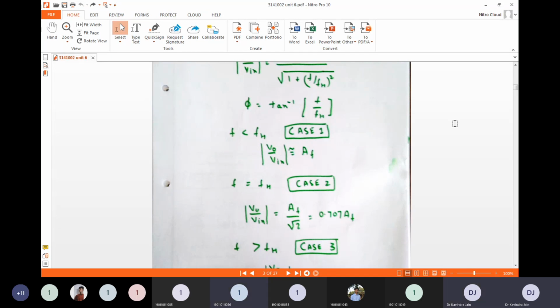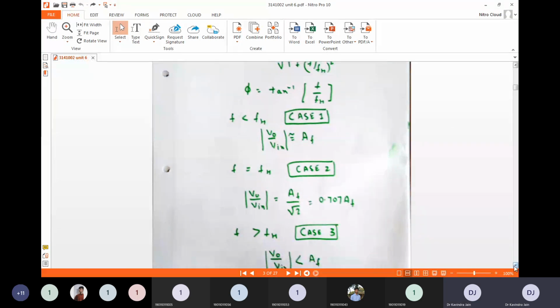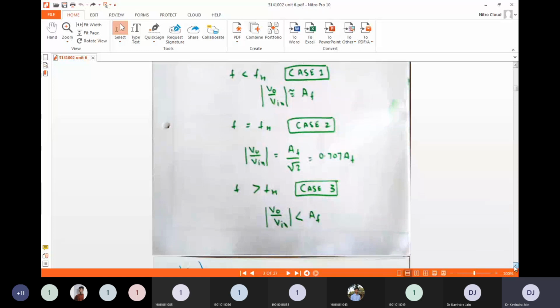Okay. So guys, basically we can say one thing: as per the graph that we had drawn, for values below FC, our V naught upon V in is approximately equal to AF only. Once FC value is reached, our gain, that is V naught upon V in, is 0.707 AF. But after that cutoff value, our gain is decreasing. Correct? Do you agree, all of you? Yes, sir.